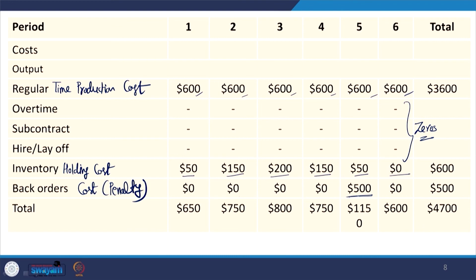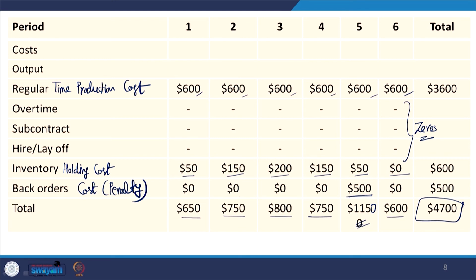the 5th period. Now, you can do the total of cost for different periods: 600 plus 50 plus 0, 650, 750, 800, 750, this is 1150. So, this 0 is coming to the lower side, this is 1150 and this is 600. So, the total cost of this plan is coming to be $4,700. So, this is how you will make the calculation of the entire plan.